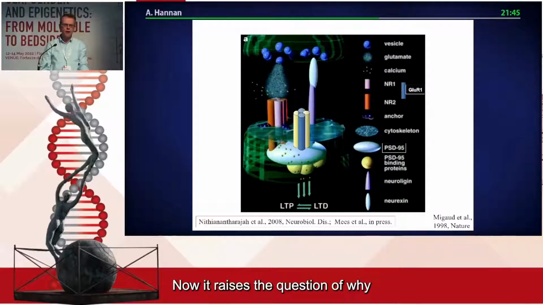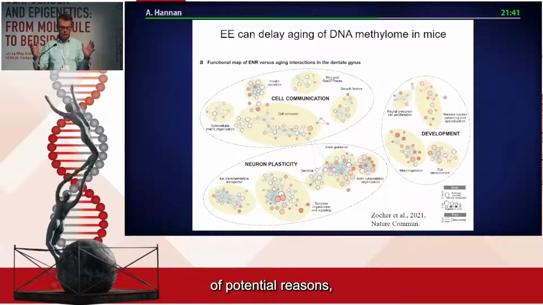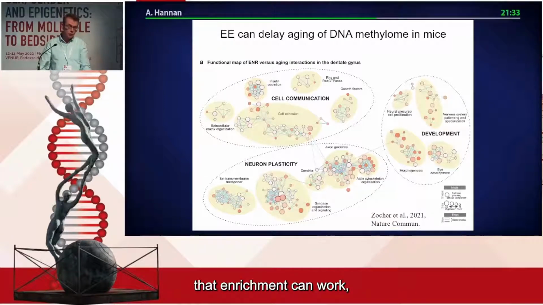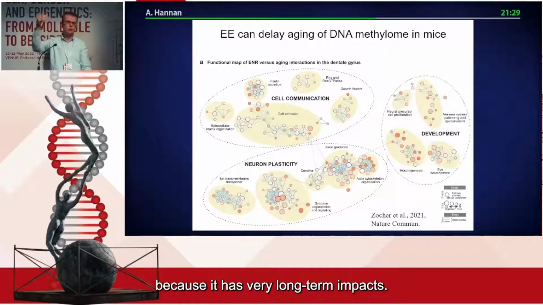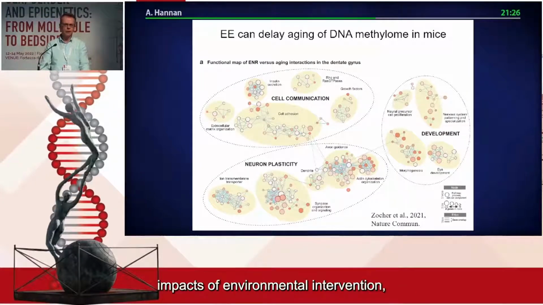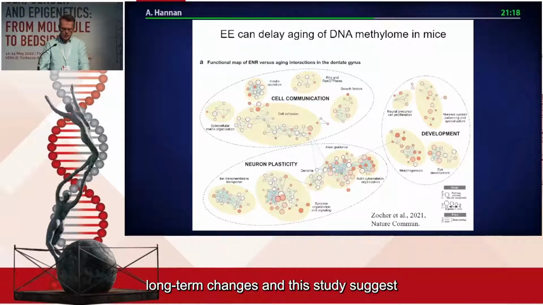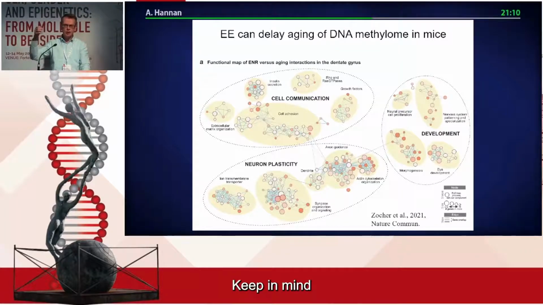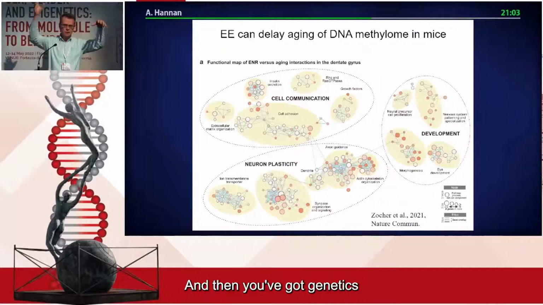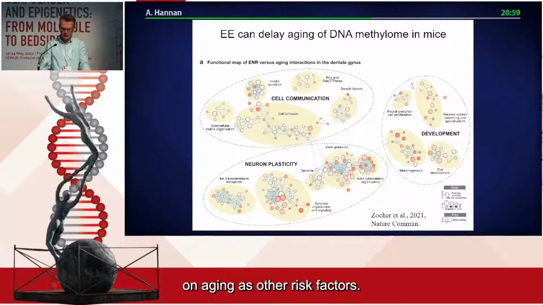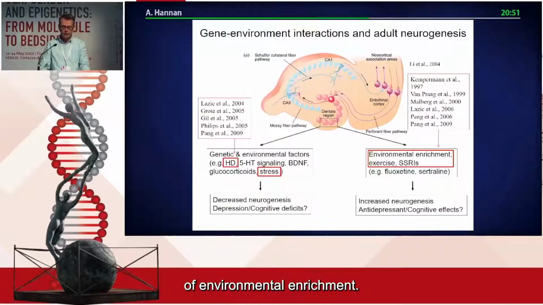Now it raises a question of why at the protein level these molecular changes might occur, and there's a whole range of potential reasons, but one of them we think is epigenetic. Marek mentioned this, that one of the ways that enrichment can work, we think, is epigenetically because it has very long-term impacts. So as soon as you see very long-term impacts of environmental intervention, one possible mediator is epigenetics, because it is one way that you can induce long-term changes. And this study suggests, at least in the dentate gyrus of the hippocampus, that environmental enrichment in wild-type mice can delay aging, keeping in mind that for Huntington's, like Alzheimer's, Parkinson's, and motor neuron disease, the biggest factor in any neurodegenerative disease is aging, and then you've got genetics and environment overlaid on aging as other risk factors. So we think epigenetics is involved in the therapeutic effects of environmental enrichment.